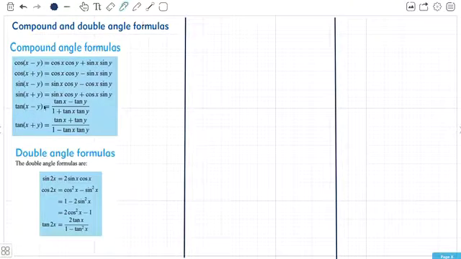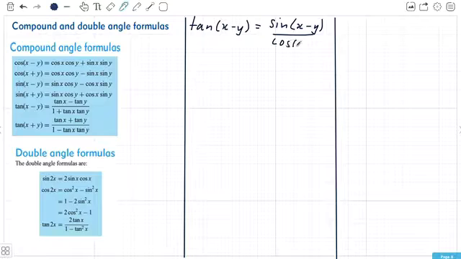Okay, so for our proof to see what tan x minus y is, I'm just going to write down tan of x minus y equals, and what we know for tan is we know that that's sine of whatever the angle is in here, which is x minus y, on cosine of that same angle. Okay, now let's assume that we know what cos of x minus y is and we know what sine of x minus y is. So what I'm going to do is I'm going to actually put those in here.